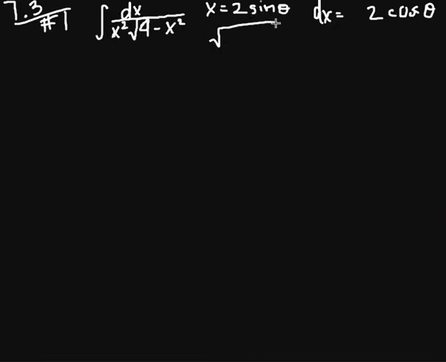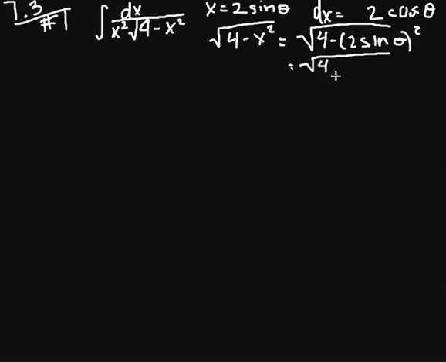So we have the square root of 4 minus x squared, which we can simplify by plugging in an x. So we get 4 minus 2 sine of theta squared. Now we can square this out and we get 4 minus 4 sine squared of theta. Now, we can't take the square root of this as is, but we can simplify it by taking out a 4, because we have a 4 in this term and we have a 4 in this term. So this equals the square root of 4 times 1 minus sine squared theta.